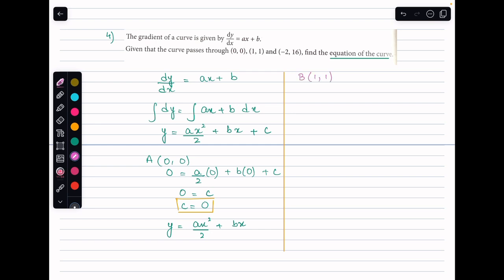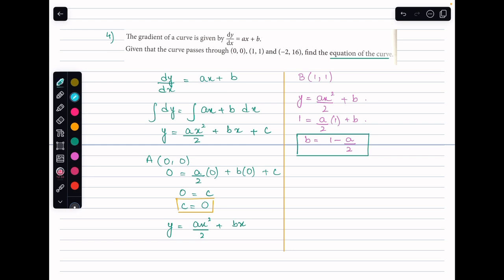So substituting that (1, 1) in the equation, which is y equals ax squared divided by 2 plus bx, if I substitute my y with 1 and my x with 1, then I can see that I will have my b in terms of a, which is going to be 1 minus a by 2. So here I have my b in terms of a, and for solving this a and b, I can be using the third equation.